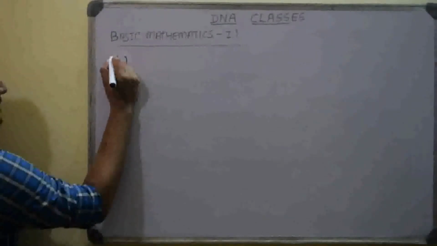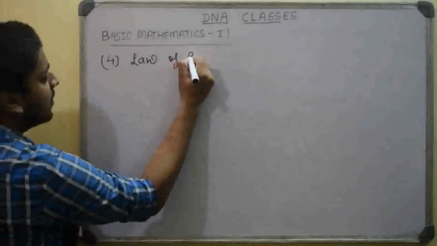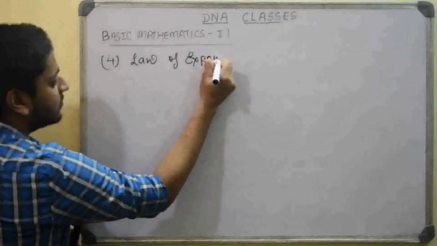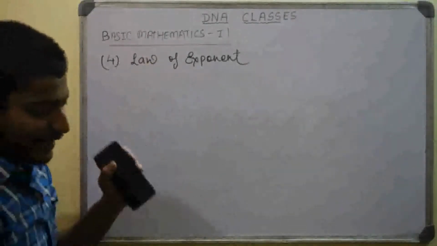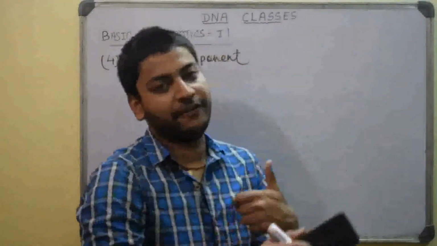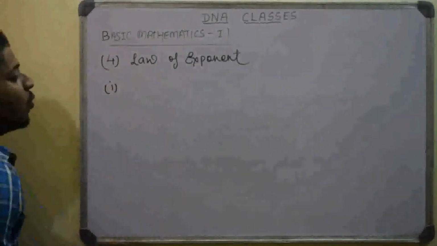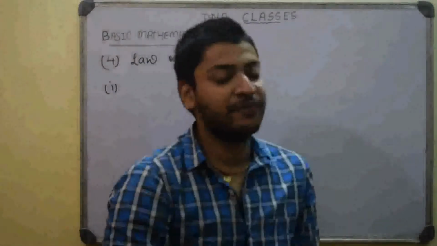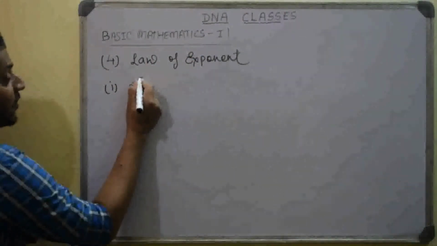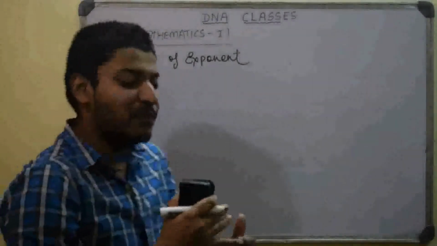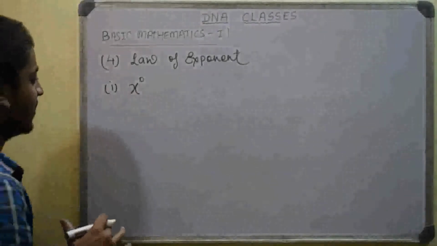So the fourth topic is law of exponent. In law of exponent we will study 4 different laws. First we will study what is x to the power 0. Guys, this question is very common. What is x to the power 0? You will see most of you will fail to answer this question correctly.